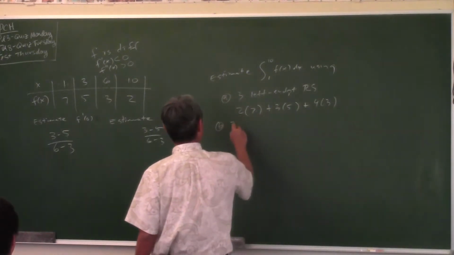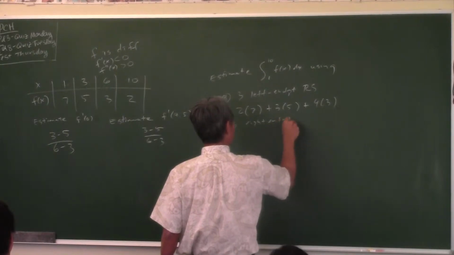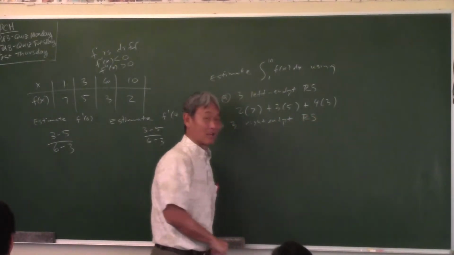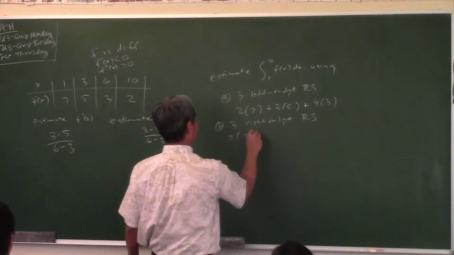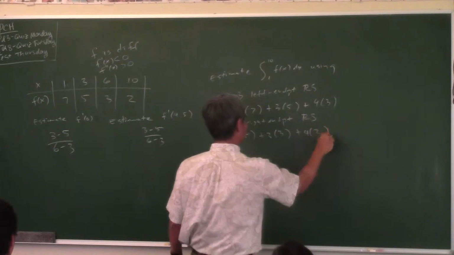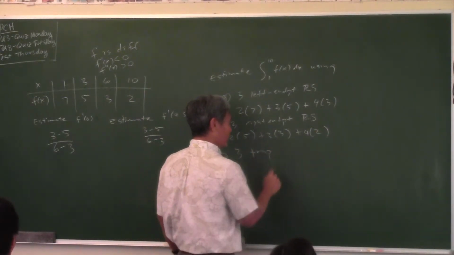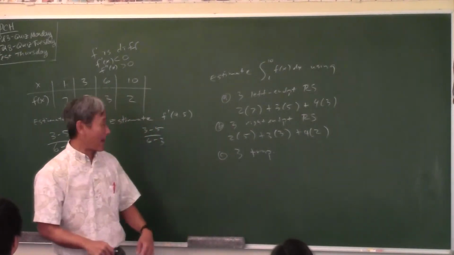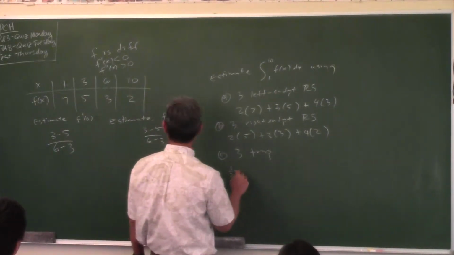Okay, B, 3 right endpoint Riemann sums. Okay, who's after Takata? Okazaki. 2 times 5, 3 times 3, 4 times 2. See, that's how easy it is. C, using 3 trapezoids. Pat, 3 trapezoids. 1/2.